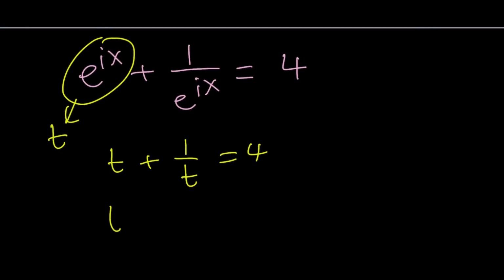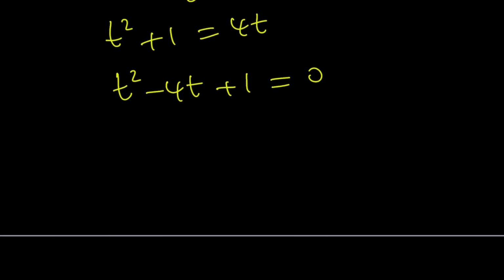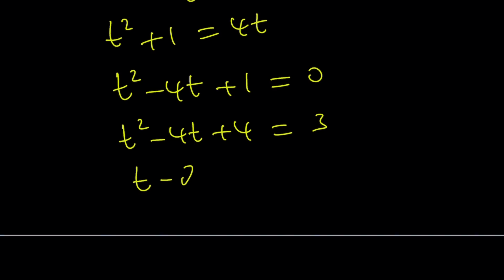Multiply both sides by t. t squared plus 1 equals 4t. And then not 40, 4t. And now put everything on the same side. Then you'll get a quadratic. You can go ahead and add 3 to both sides. Then you will get a perfect square. Everything is awesome. Everything is perfect.